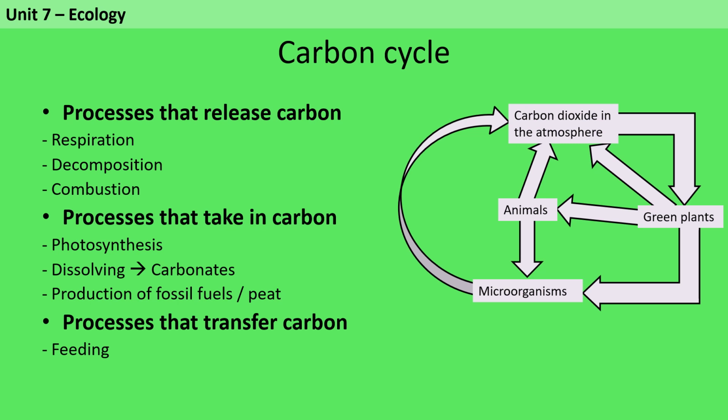Materials are cycled through ecosystems as part of both biotic and abiotic processes. You could be asked about the water cycle, which provides fresh water for animals and plants, or the carbon cycle, which contains biotic and abiotic processes. The total amount of carbon in the atmosphere, in the form of carbon dioxide, is increased by respiration from animals, plants, and microorganisms as they break down glucose and release carbon dioxide.